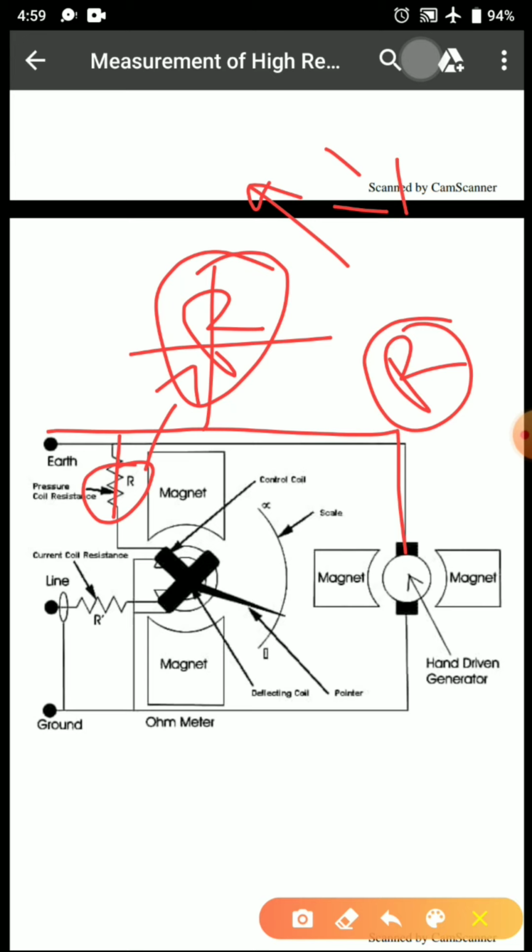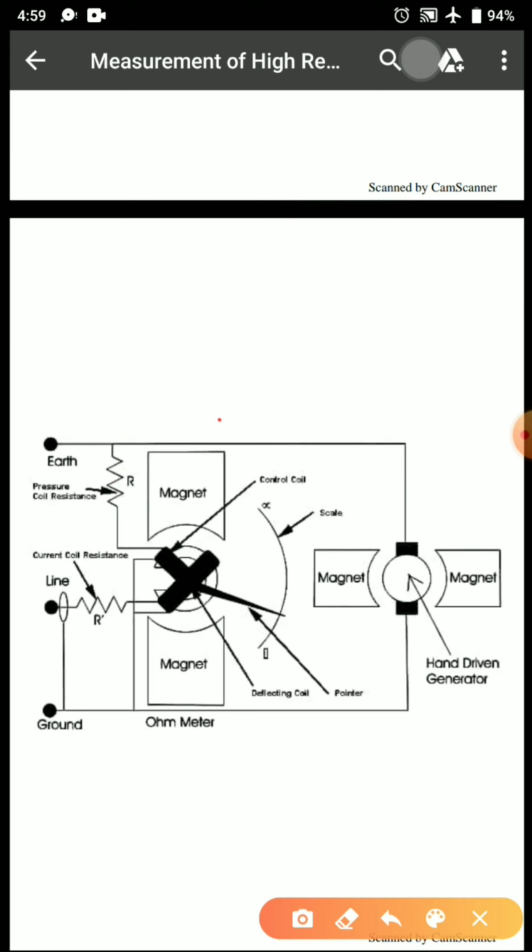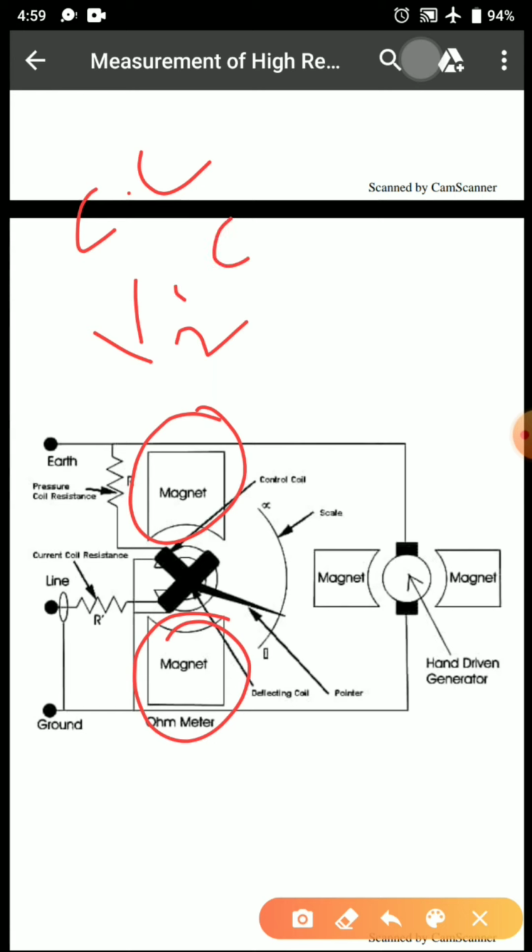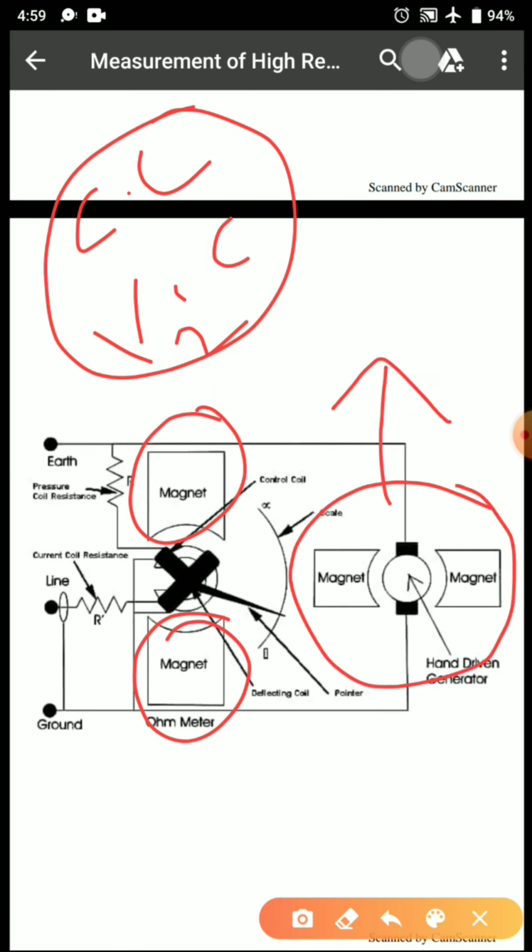Now I was talking about the magnet system. Here we can see the voltage coil and the current coil. The current coil and the voltage coil are kept under a magnet system. The hand driven generator also requires a permanent magnet system. The same magnet system supplies magnetic fields for both the instrument and the generator. As the current and voltage coils are moving in the same magnetic field, the instrument indications are independent of the strength of the magnet.